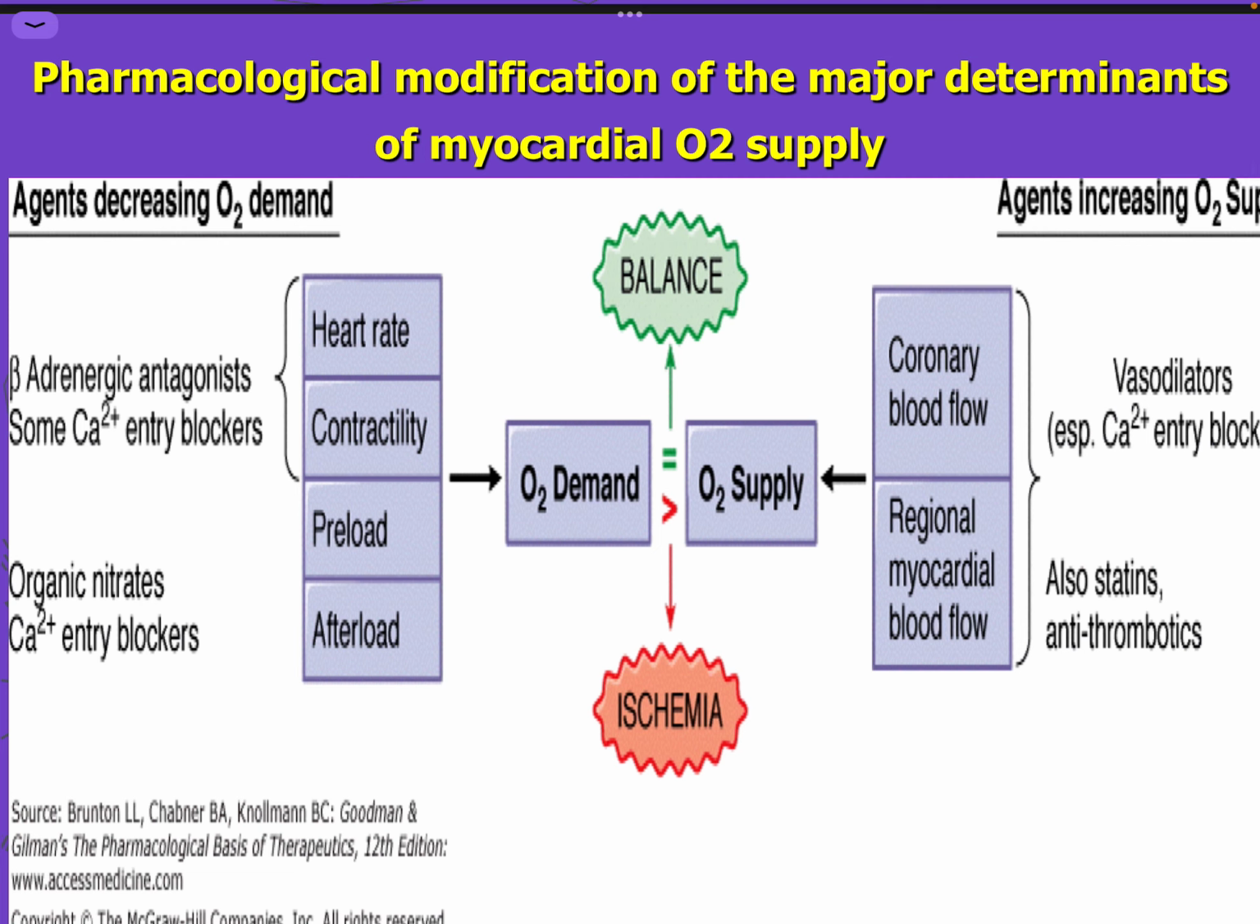Now the other thing we said we can work on is oxygen supply. So we have drugs that increase the coronary blood flow. Again, these are the vasodilators, especially calcium channel blockers, in addition to the organic nitrates. And we have also drugs that have effects on the regional myocardial blood flow. So if we have atherosclerosis or a block, or if we have coagulation or thrombosis, we're going to talk about statins and antithrombotics.